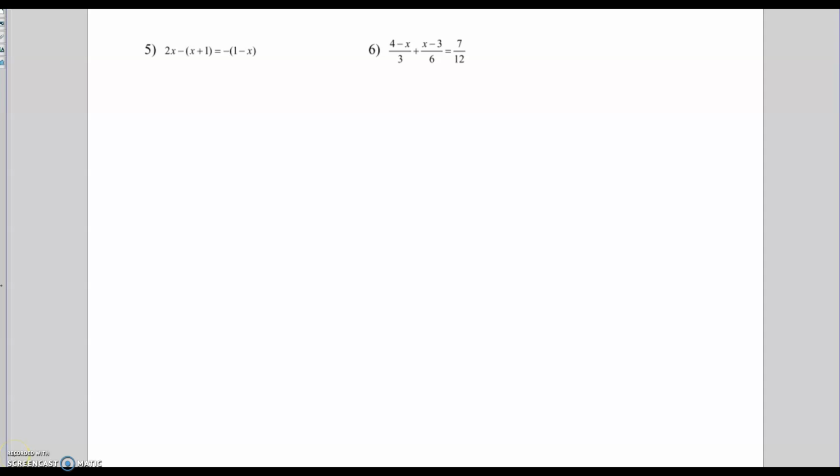All right, take a few minutes, hit pause, and try number 5 and number 6. Be careful of the distributive property, distributing negatives, and also finding a number that is the least common denominator to get rid of your denominators.